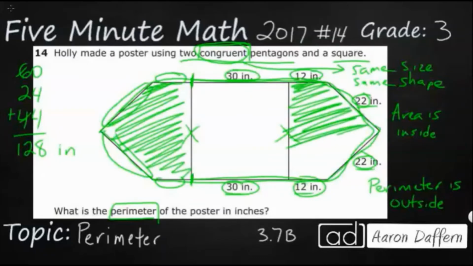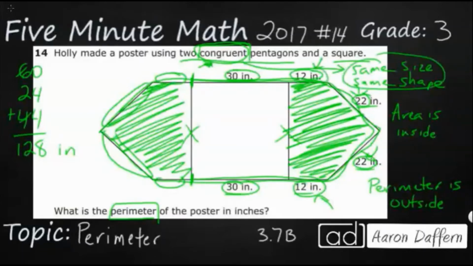Now, how does that help us? Well, guess what? The pentagon over on the right, we know all of those measurements. And if the problem tells us, now you can't just look at it, the problem has to say congruent. You can't just use your eyes and say, well, it looks kind of the same size. That's not going to work in math. If the problem says congruent, now we know same size, same shape.